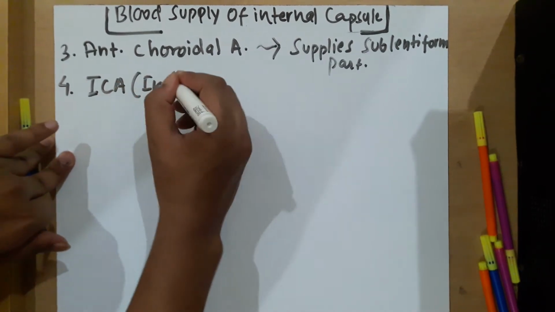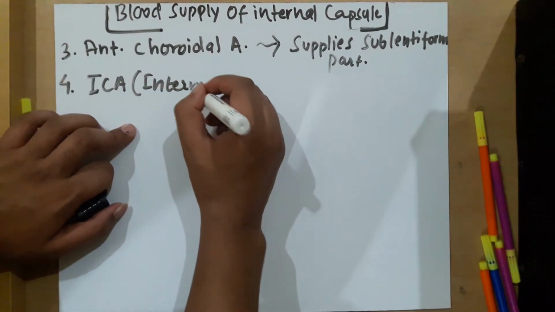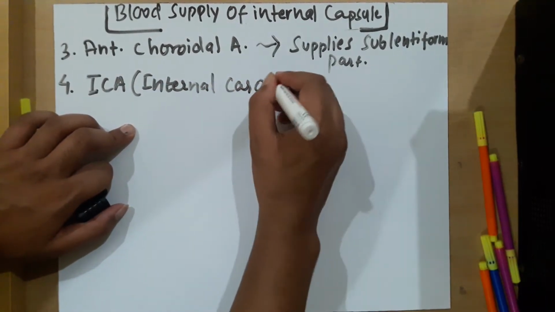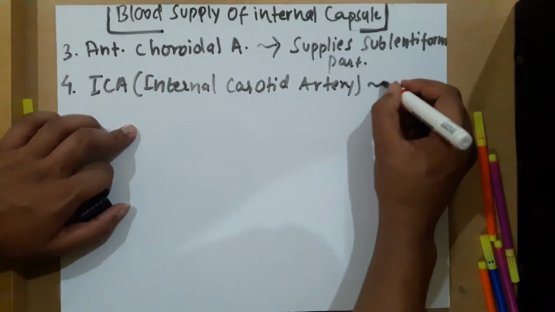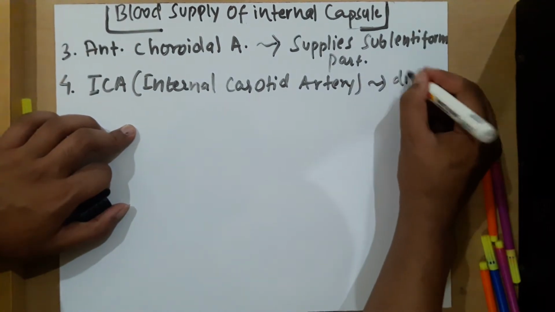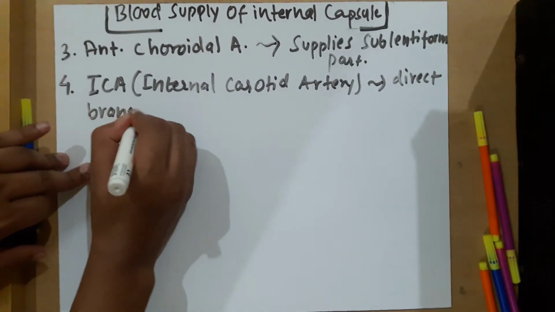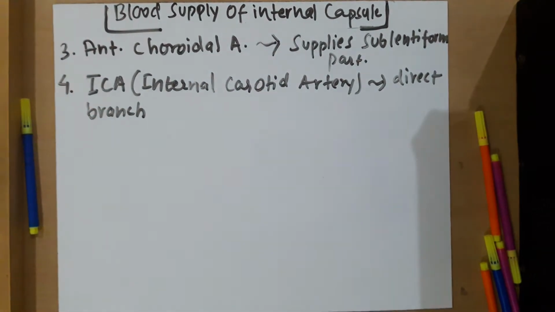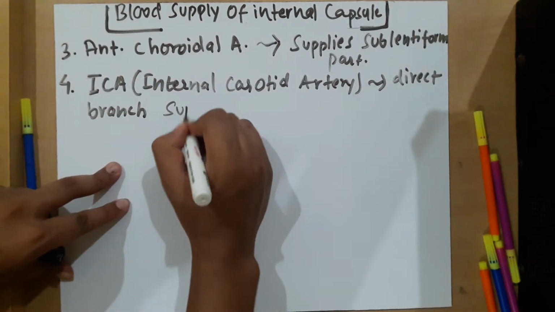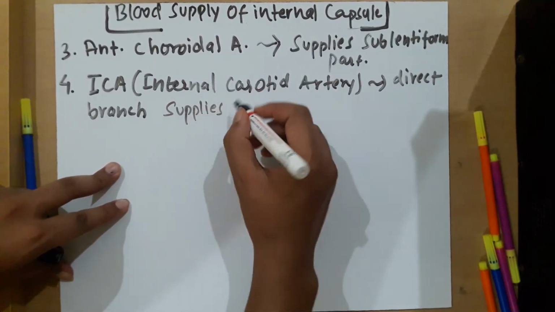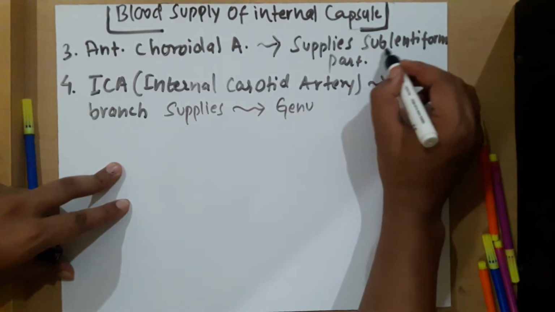Then the fourth artery, after the anterior choroidal artery, is the internal carotid artery. Why have I written ICA? Because in the figure I mentioned ICA. The internal carotid artery's direct branch supplies the genu, okay, direct branch, sublentiform part, genu.